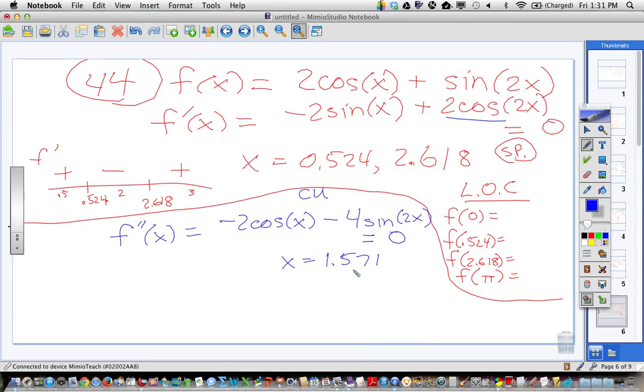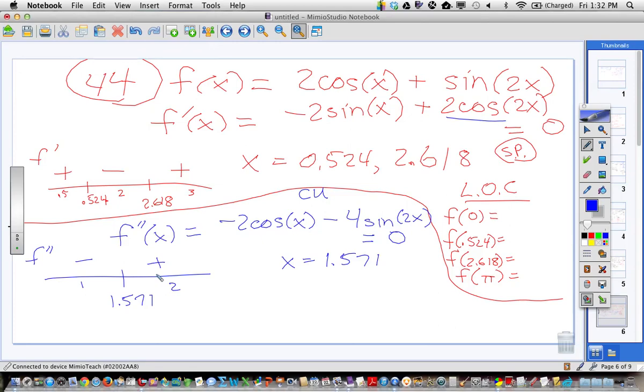Does that look familiar? 1.57? It's pi half. Pi half. But anyway, doesn't matter. That's what it is. So, you would do a number line. You would label it f double prime. You put 1.571 on it. So you plug in a 1, plug in a 2. I'll tell you that when you plug those in, and you should practice it using the calculator, it comes out negative, positive.